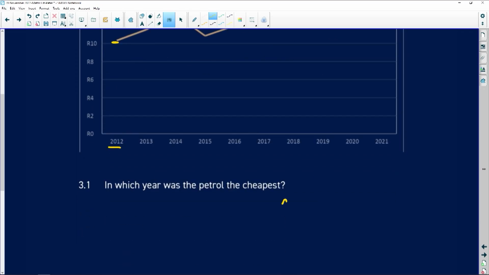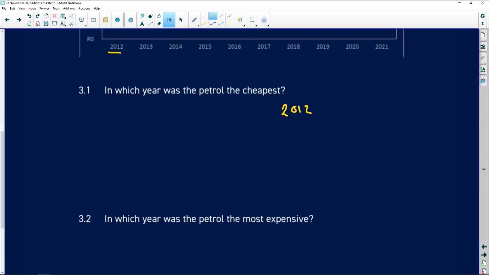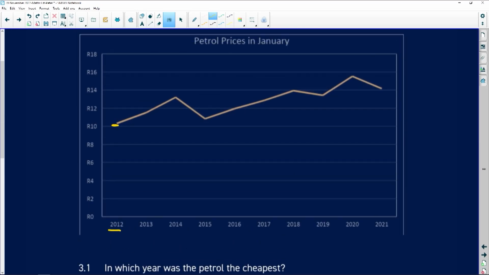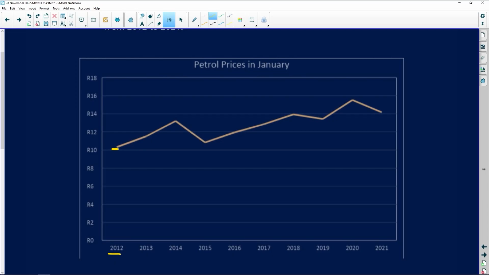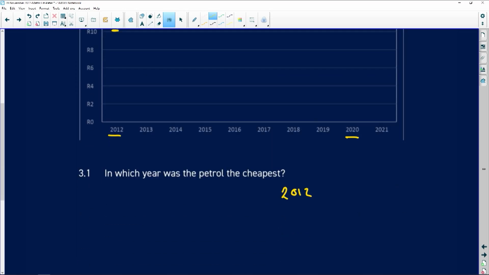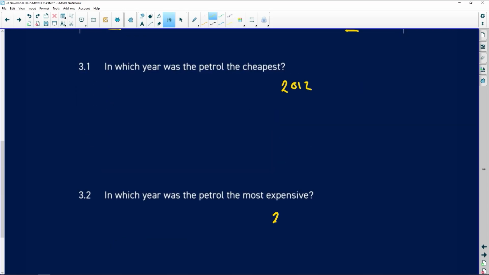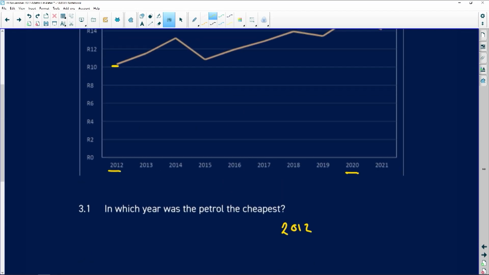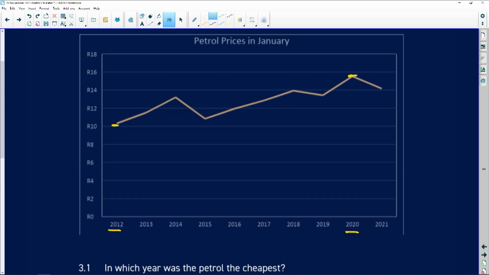So that would be my answer there, 2012. Our next question: in which year was petrol the most expensive? Now remember, this doesn't include 2022 or 2023 or anything like that. It's only going up to 2021. So for this one, the answer would be 2020. In 2020, the petrol was a little bit cheaper than it was in 2021, and we're talking about the prices in January only.